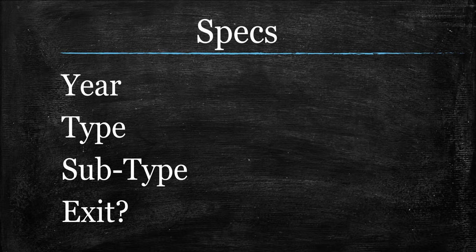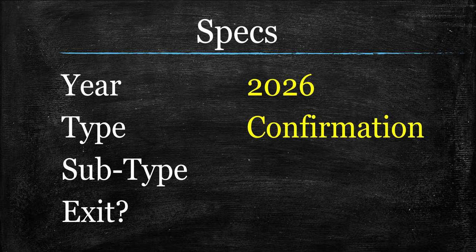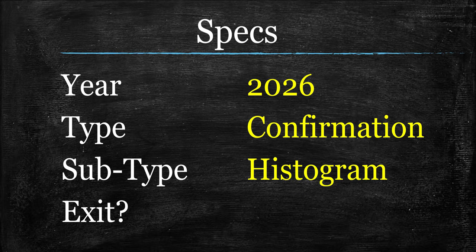Let's get into the specs for the ETDI. It was created this year. It's a confirmation indicator. Now the subtype is going to be strictly a histogram. They felt like this was the best way to provide a clear signal. You're going to see it in a moment. And can this be used as an exit indicator? Yes, it is. It was partially coded to be one of these as well. So let's take a look at it.